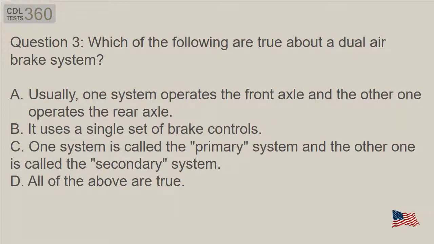Question 3. Which of the following are true about a dual air brake system? A. Usually, one system operates the front axle and the other one operates the rear axle. B. It uses a single set of brake controls. C. One system is called the primary system and the other one is called the secondary system. D. All of the above are true.